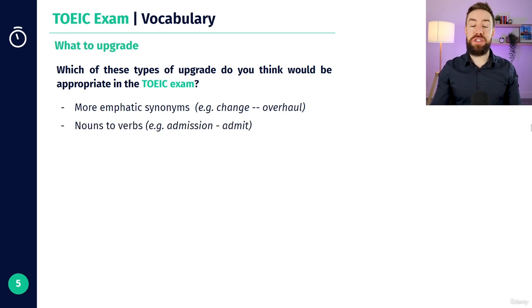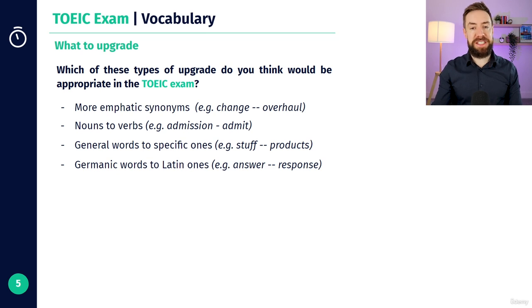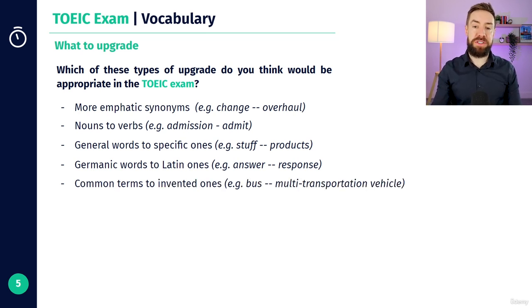So, the next one, nouns to verbs. For example, change the word admission into the word admit. Is that a good idea or a bad idea? Changing general words to specific words. For example, changing stuff into products. Good or bad? Germanic words into Latin words. For example, the word answer into the word response. Common terms, for example, bus, into words that you invent, like multi-transportation vehicle.